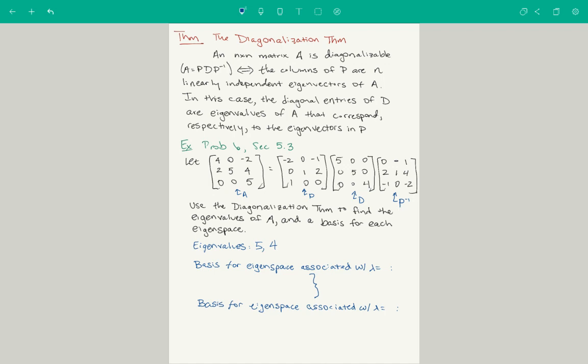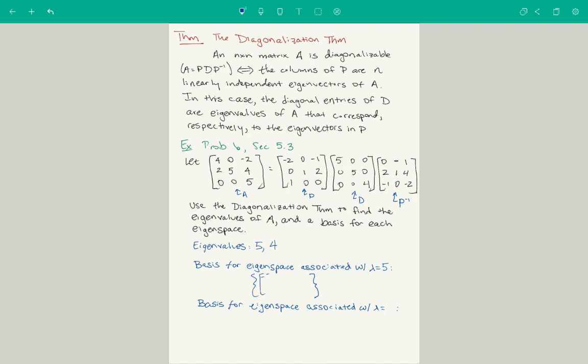So let's start with the basis for the eigenspace associated with lambda equals 5. Well, we saw in the diagonalization theorem that the entries of D are the eigenvalues that correspond respectively to the eigenvectors in P. That means that since 5 shows up as the eigenvalue in the first 2 columns of D, then the corresponding eigenvectors are going to be the first 2 columns in P. And because they're linearly independent, they're going to make a basis.